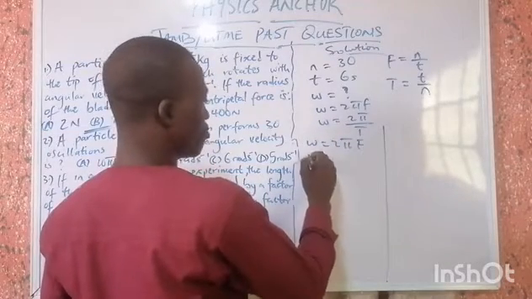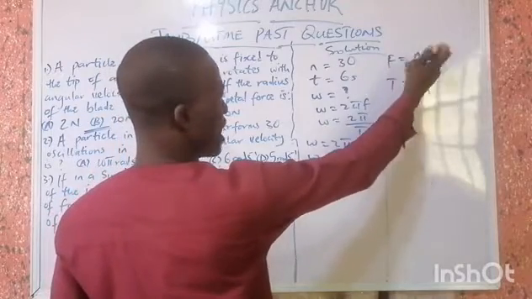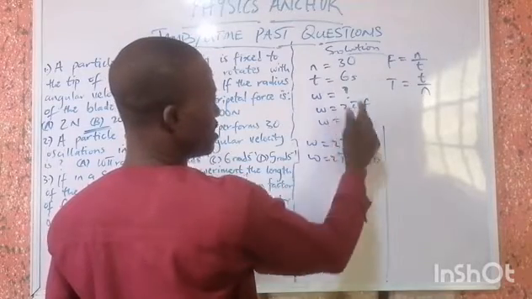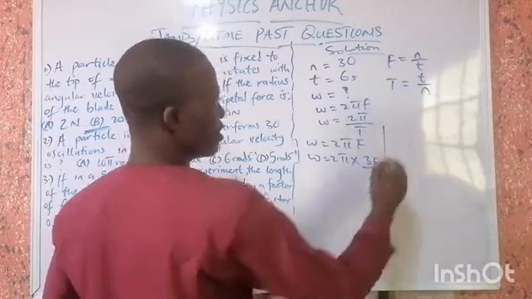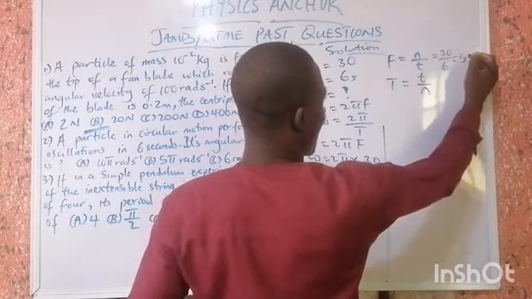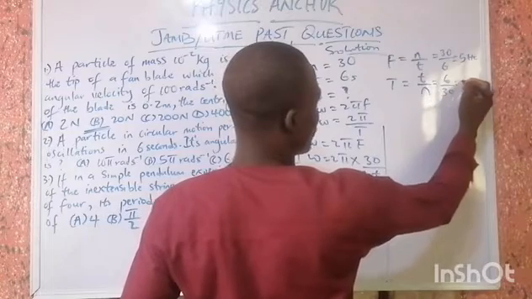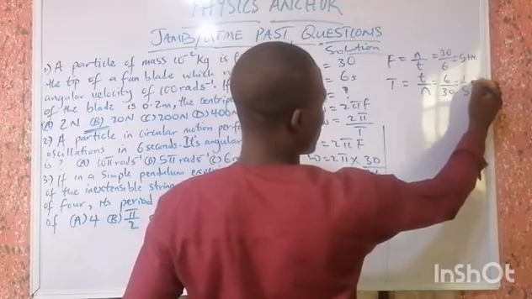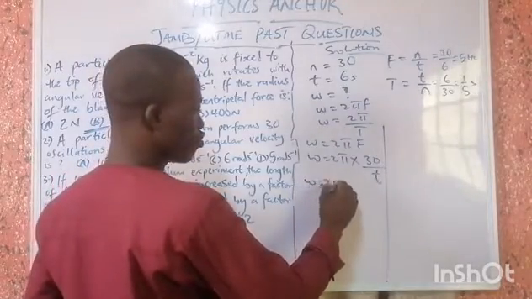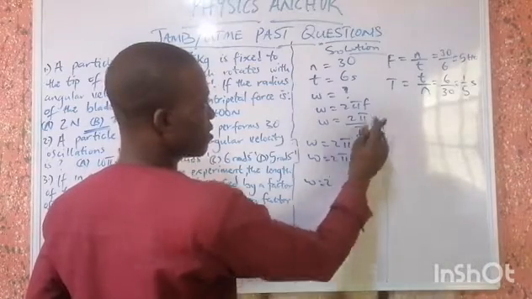If I use 2 pi f, I'm going to have 2 pi times my f, which is n over t. My n is 30 and my t is 6. That's 30 over 6, which will give me 5 Hertz. Or you do 6 over 30, that will give you 1 over 5 seconds. Either one you want to use is fine, you always get your answer. So that will be w equals 2 pi, and our t is 6.